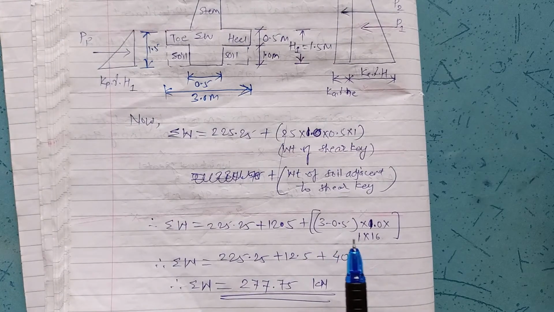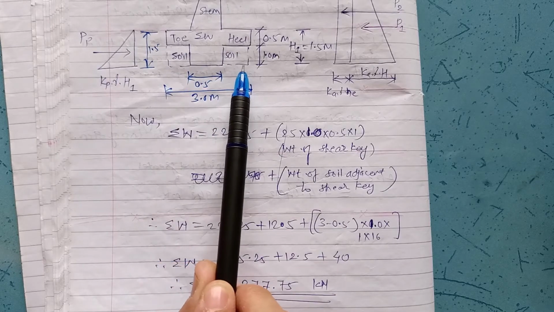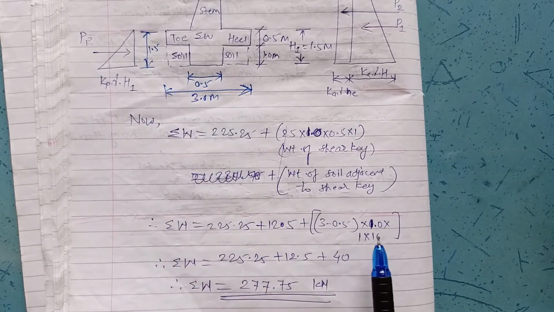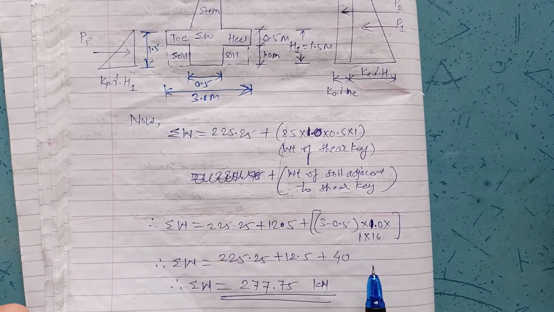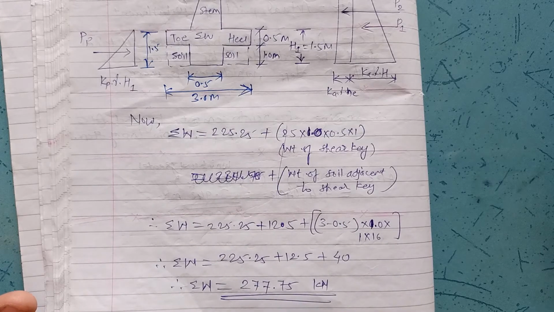3 minus 0.5, what are we doing? We are subtracting this area so that we will get the resultant area of this soil. Hence 3 minus 0.5 will give the resultant width of this soil portion, into 1 per meter length, into 1 which is the depth of the soil, into 16 unit weight, and total downward forces come to 277.75 kilonewton. This will be the downward forces, nothing but stabilizing forces.